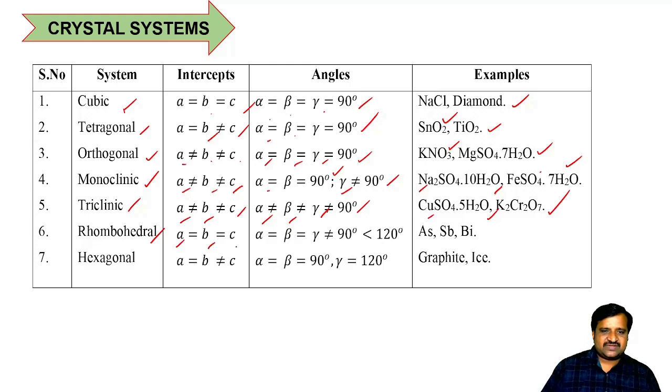Next one is rhombohedral. A equals B equals C, alpha, beta, gamma are equal but not equal to 90 degrees, and less than 120 degrees. Example: arsenic, antimony, bismuth. Hexagonal system: A equals B and not equal to C, alpha, beta 90 degrees, gamma equals 120 degrees. Example: graphite and ice. These are the 7 types of crystal systems, their intercepts, angles and examples.